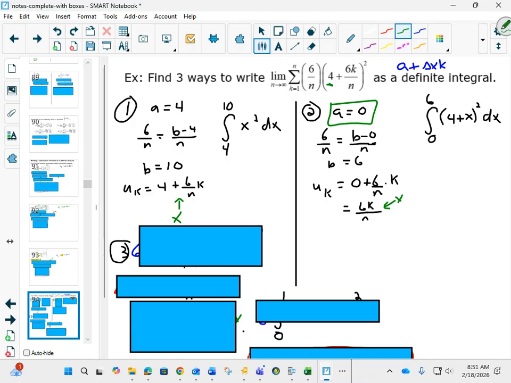A second one that's used often is 0, because it's kind of nice to start with an area from 0 to something. But when we start with that 0, and we still do a plus the change of x times k, we get just k, 6k over n. That's what our x has to substitute in for. And in our equation, that's just the 1 part and the 4 stays.